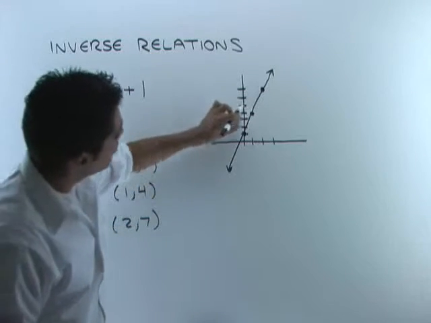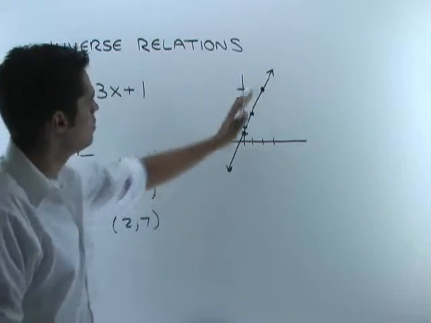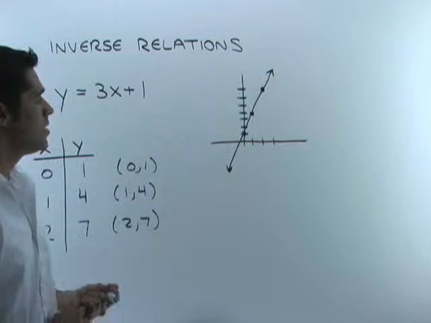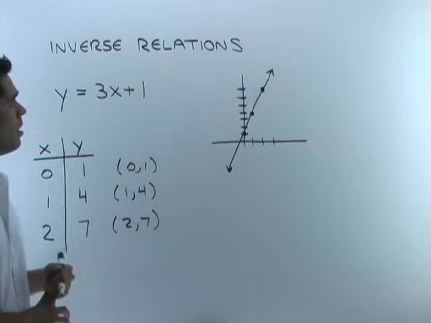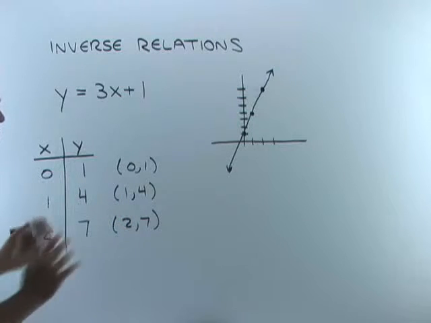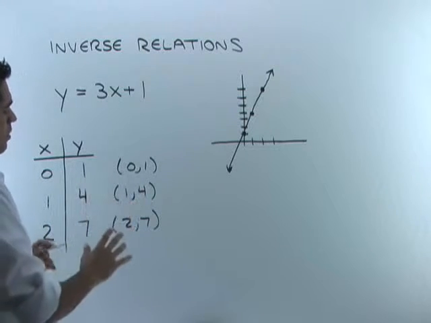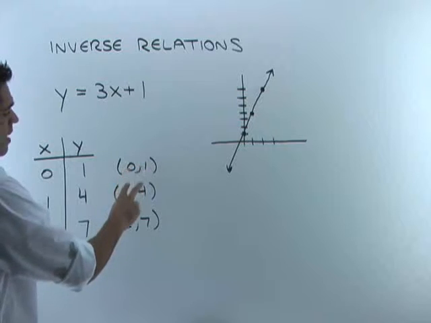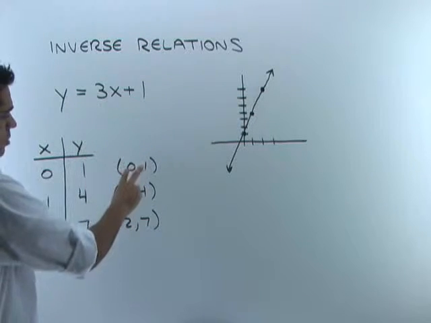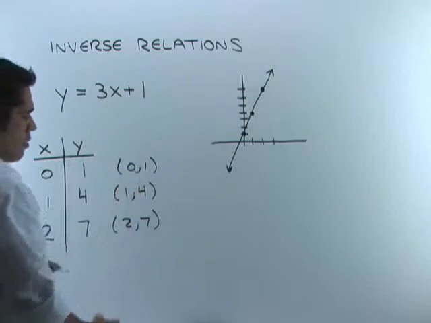Then we could plot these points and we could draw the actual relationship that we have here, the graph of it, and in this particular case it turns out to be a straight line. Well, the inverse relation can be looked at from two points of view here. The first point of view that we're going to take is to create the inverse relationship of this equation. All we have to do is just flip over the ordered pairs.